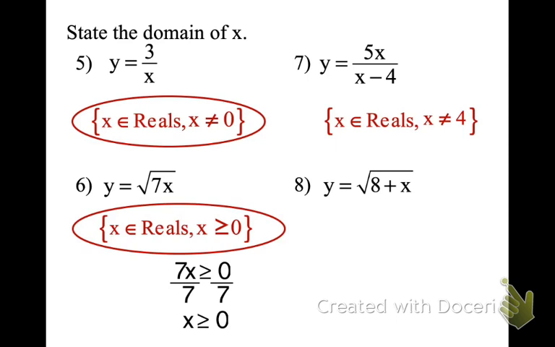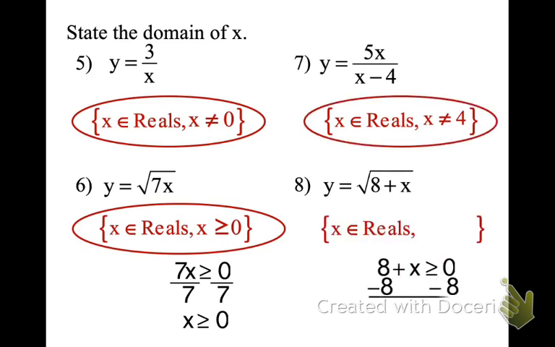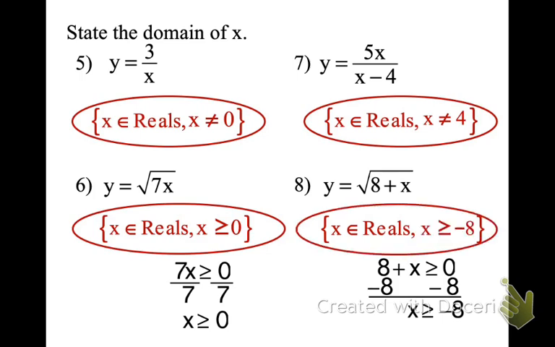Back in the radical, x can't equal a number less than 0, so we're going to say 8 plus x is greater than or equal to 0. And so x is an element of the reals, and x is greater than or equal to -8. Okay?